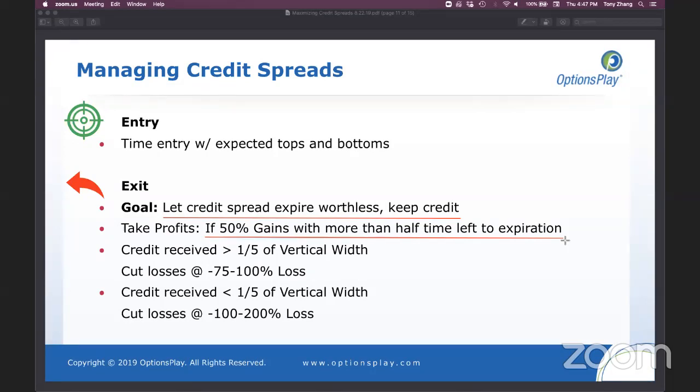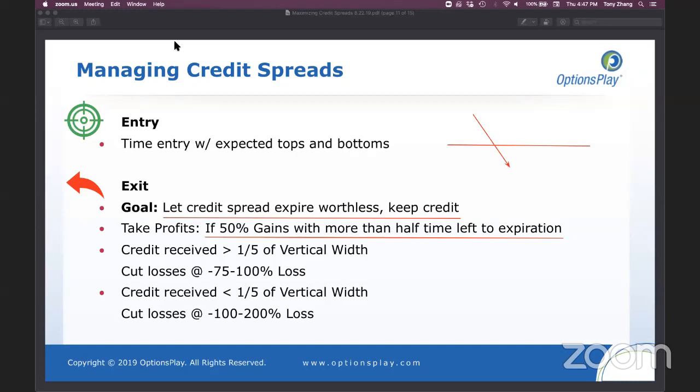If you have the opportunity to take profits early where there's more than half the time left to expiration, go ahead and do that. On the flip side, if you need to cut losses, meaning if the trade is starting to go against you, so in this example, if the stock is trading at $100 and you think it's going to stay within that $100 support level, but the stock starts to move substantially lower, let's say it moves down to $97 or $96, now you want to consider cutting losses.